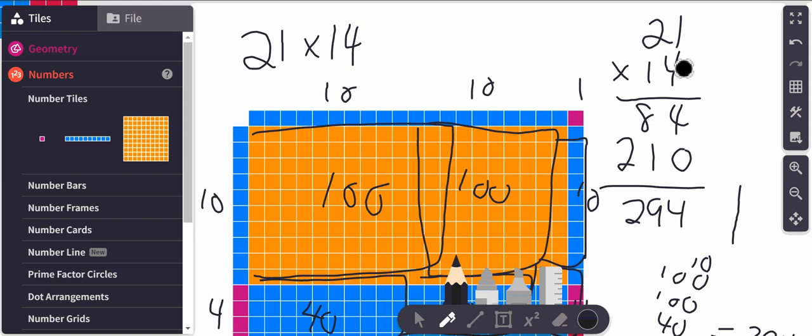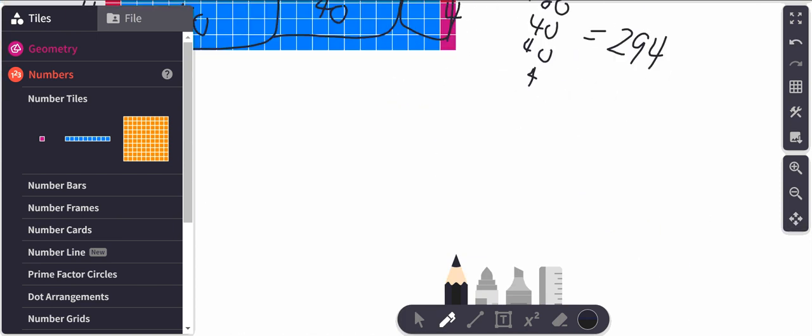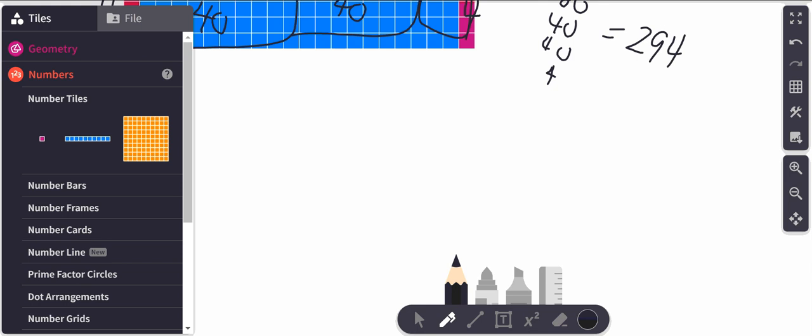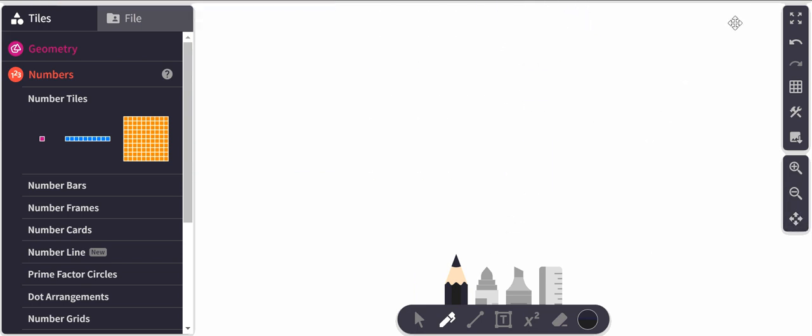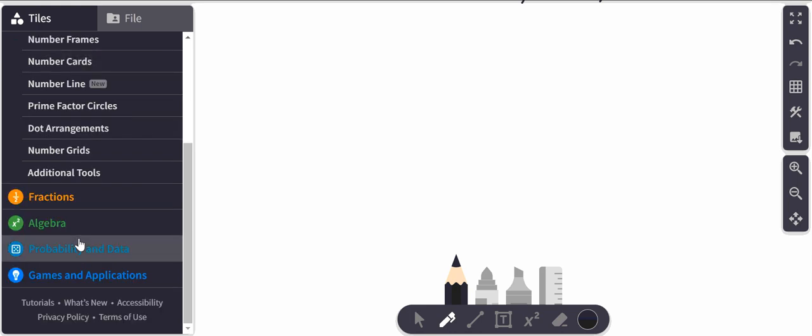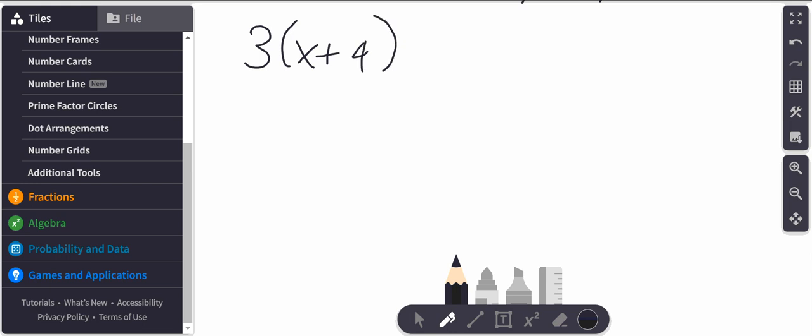So why are we talking about these things? Well, we're talking about these things because of what happens when we move into a more abstract way of thinking, like instead of having numbers, we have letters. So for example, what happens if we have 3 times x plus 4? What might that look like?